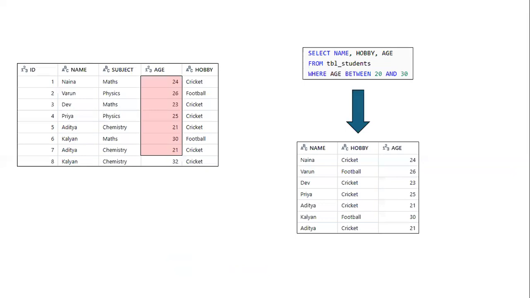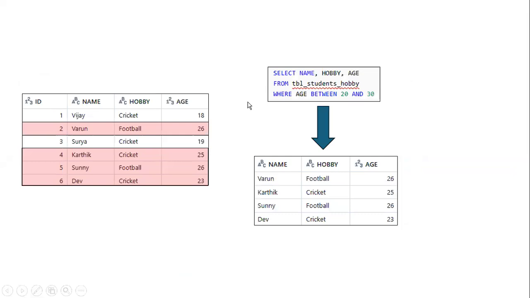Yeah. So this is my first table I created. Here I am filtering age between 20 and 30. In the overall table, I have a total of 8 records. Except for the final record, all the remaining ones are between age 20 and 30. And this is my final result after filtering. And my second table is this one.